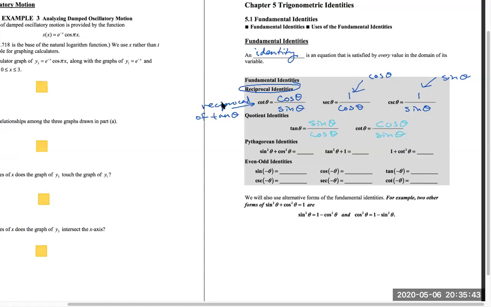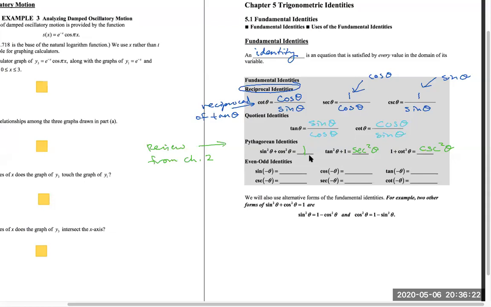Now the Pythagorean identities, we actually did talk about these long ago. So sine squared theta plus cosine squared theta is equal to 1. Tangent squared theta plus 1 is equal to secant squared theta. And 1 plus cotangent squared theta is equal to cosecant squared theta. So review these from chapter 2. We actually did an exercise on this where we derived these using x, y, and r. So if you need some help with that, just let me know.